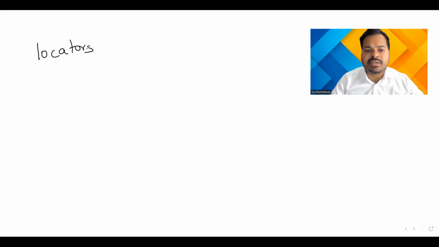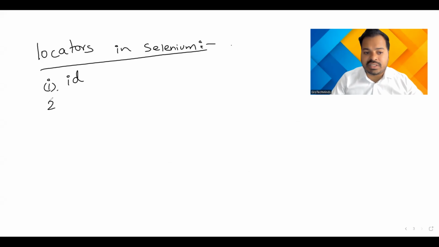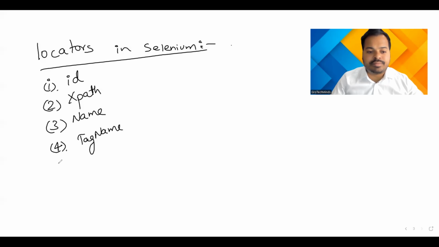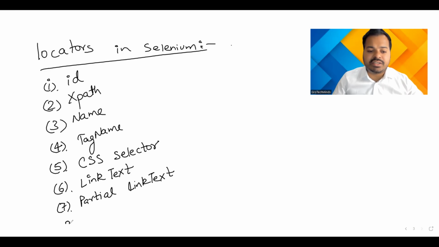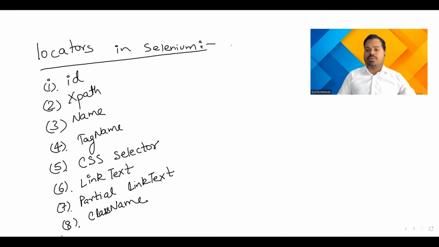Locators in Selenium. We have a total of 8 locators present in Selenium. Those locators are: first, the most famous, ID; second, XPath; third, name; fourth, tag name; fifth, CSS selector, Cascading Style Sheet selector; sixth, link text; seventh, partial link text; eighth, class name. These are the 8 locators that we have in Selenium, using which I will be able to locate my elements.